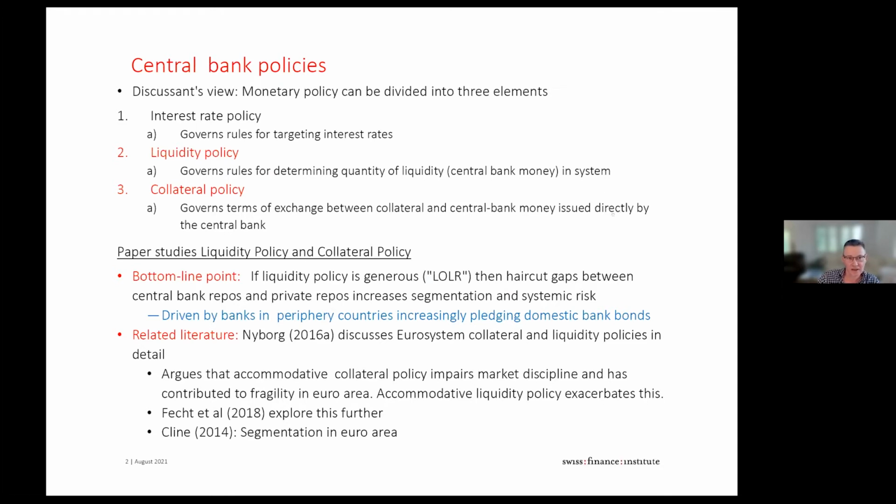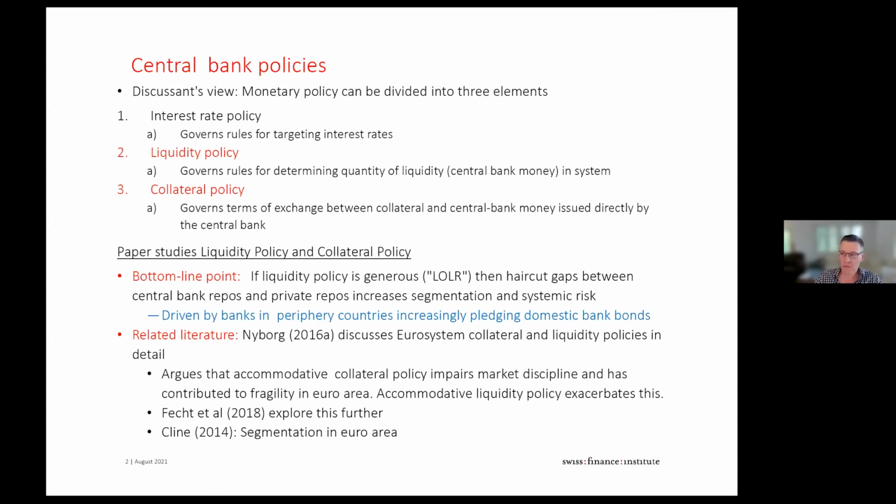Interest rates, liquidity policy, and the collateral policy. Collateral policy, of course, is extremely important for this paper, because collateral policy governs the terms of exchange between collateral and central bank money issued directly by the central bank. And the point is, of course, that central banks issue money against collateral.